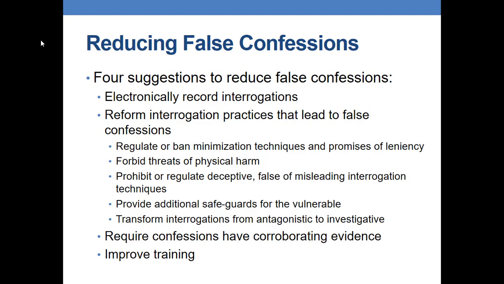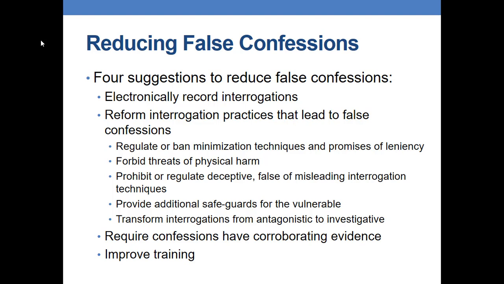And they want to disallow depriving suspects of physical essentials such as food, water, sleep, medicine, the bathroom, and support of human contact because doing so drains suspects' resolve and increases the likelihood of an involuntary and false confession that is later recanted. They also want to provide additional safeguards for vulnerable populations that are more easily led into giving involuntary and unreliable statements that are disproportionately documented in false confession cases. And finally, they want to transform interrogations from the current antagonistic or confrontational approach to an investigative approach, such as the PEACE model, which is used in England.